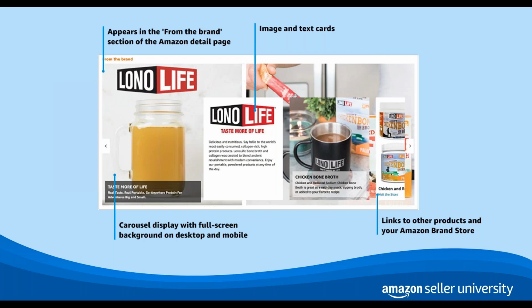You can also use A+ content to add a brand story to your listings. Brand story content is shown in a dedicated From the Brand section on detail pages, separate from the product description. Brand story modules support full-screen background displays with image and text card carousels, which you can use to highlight key brand elements like a logo or description. You can also link other products within your brand story to help customers discover your wider catalog.